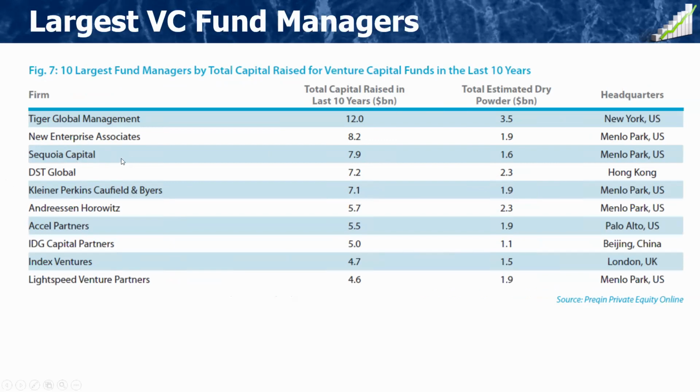Sequoia is one of the best performing managers, I would say, in recent 10, 20 years. DST Global, as far as you know, has some Russian roots, but still it's a global company. Remember Kleiner Perkins, the company I named in the first lecture. It's also one of the biggest players in terms of capital raised. Andreessen Horowitz, Accel Partners, Index Ventures, Lightspeed Ventures.